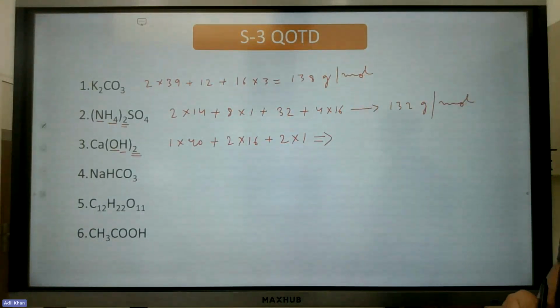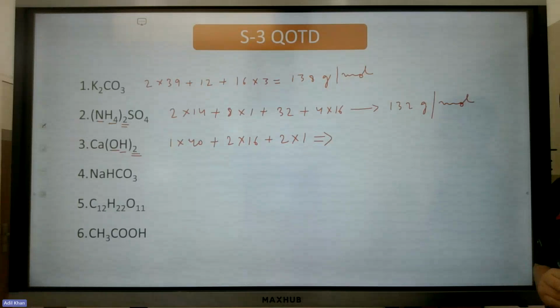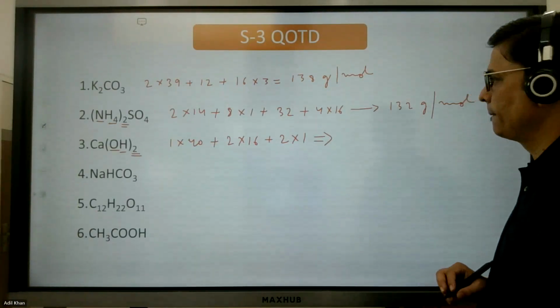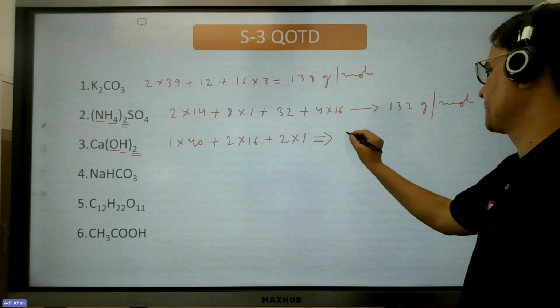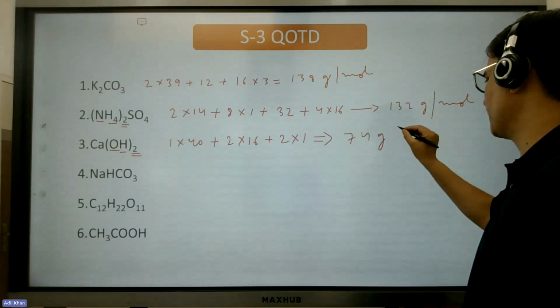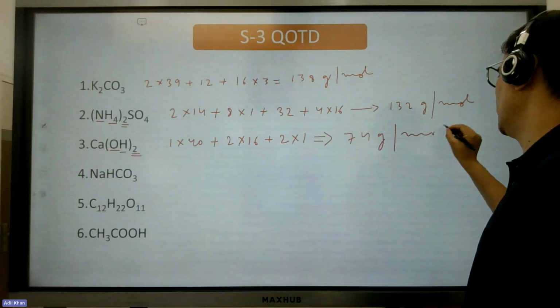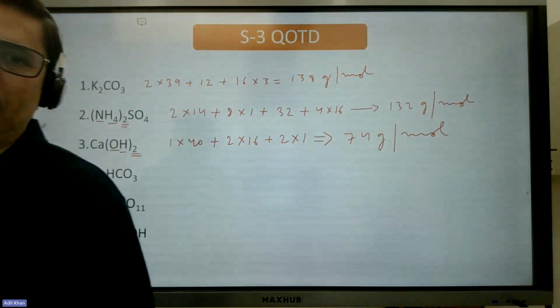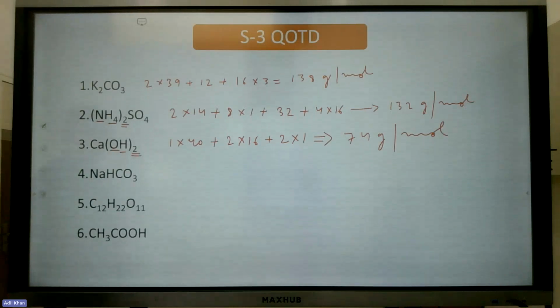So 40, 32 and 2. What do you get finally here? Smaller value, how much? 74 gram for molecular mass and for molar mass, gram per mole. So this is your calcium hydroxide or your lime water.